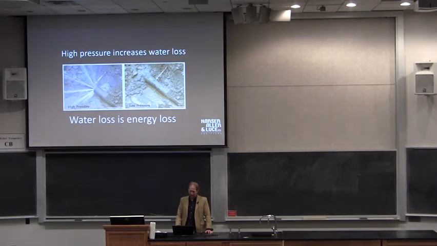Last one is leaking. Obviously, when water is leaking out of the system, that's energy leaking out of the system. So if you have 30%, 40% water loss in your system, you have a 30 to 40% energy loss that you could reduce. Every unit of water, it takes energy to move it and to deliver to the customer. And so it's a direct relation.